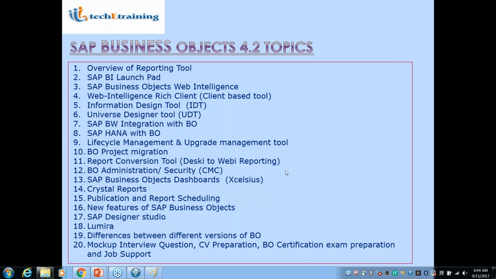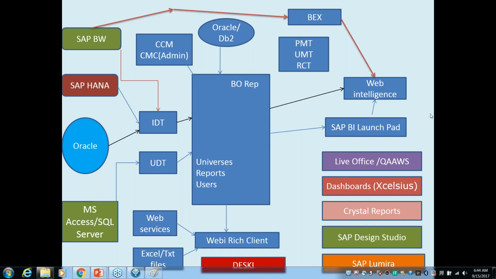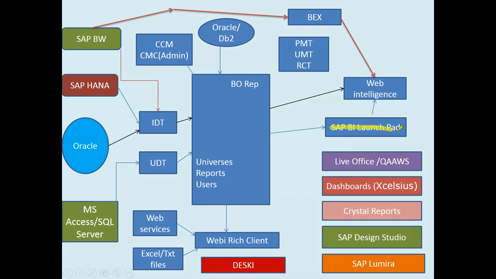These are the topics. Architecture wise, business components. This is an architecture I prepared myself to understand all the components and how they are related to each other. BI Launchpad is a business object portal. Using this portal, the end user logs in and can access the reports available in the repository. Using this portal, the user accesses the reports.